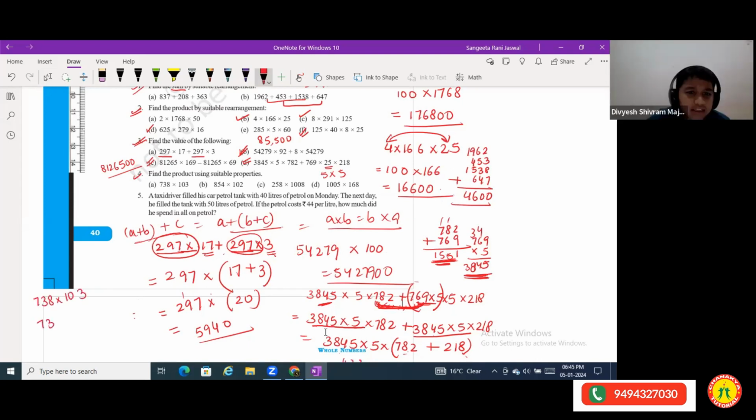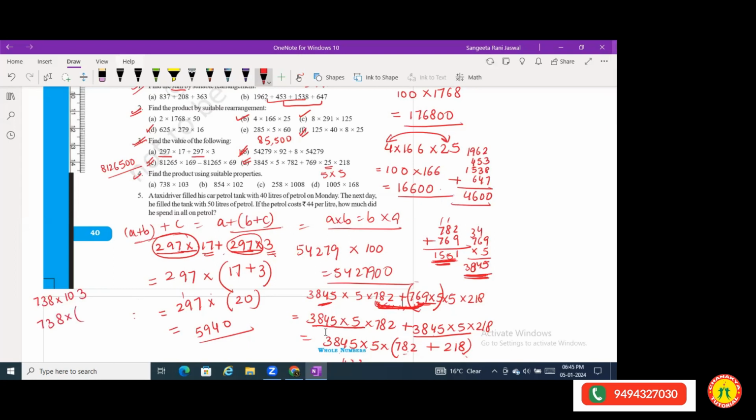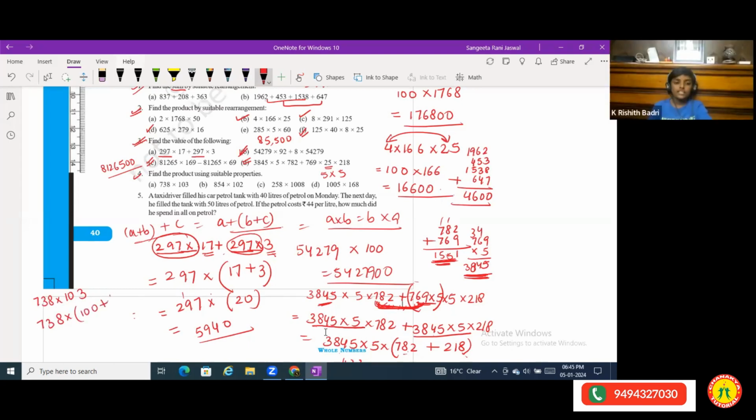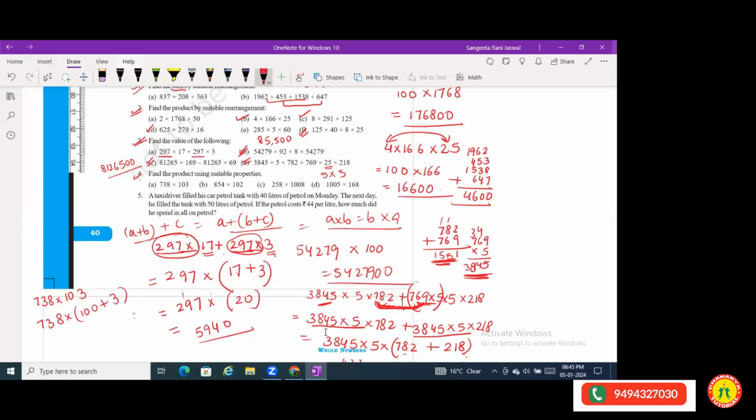Now, ma'am, can we do 738 into 3 into 100? Yes, so 103. Look here, very nice, Videsh. 103 can be written as 100 plus 3. When I add this, it is called the distributive property.